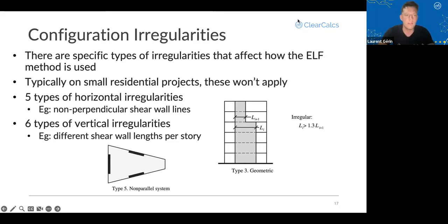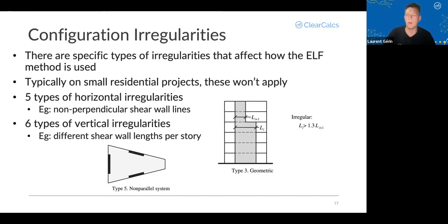So there's five different types of horizontal irregularities. An example here, for instance, is if your shear walls aren't actually perpendicular to each other, or they call it a non-parallel system. I put a picture at the bottom there. And then there's also vertical irregularities. So if, for instance, your shear walls' length varies a lot over two different stories, that's going to affect the behavior of the structure, and might affect the results of the analysis.